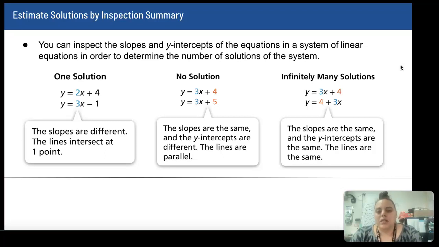You can see, especially in this third one, that our equation can be written in a slightly different order, so make sure that you are identifying that slope and y-intercept correctly.